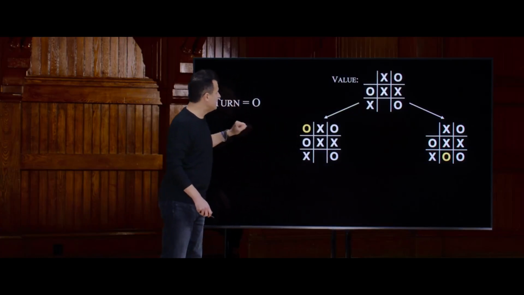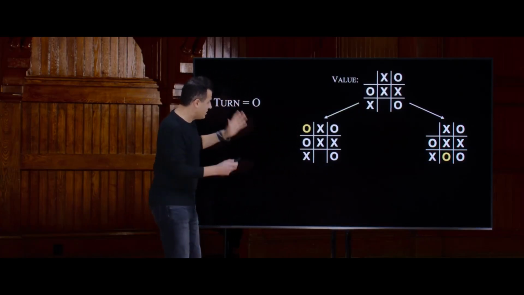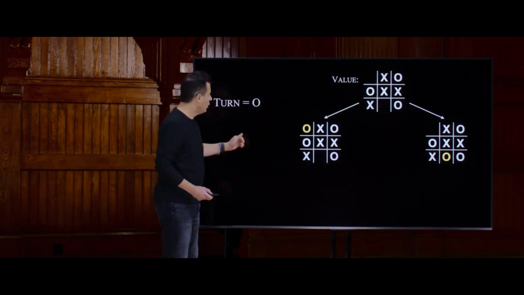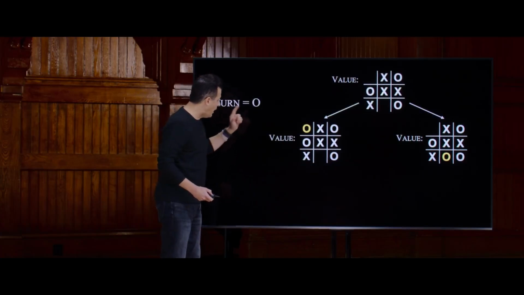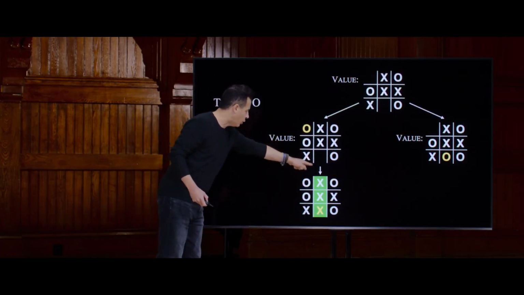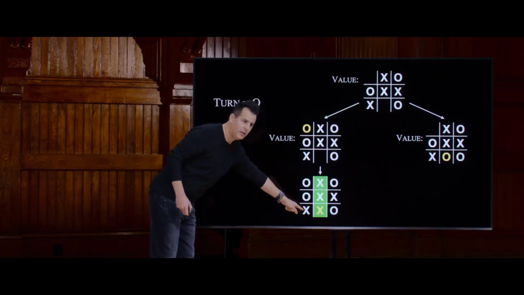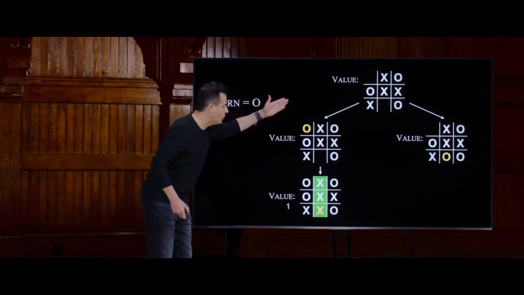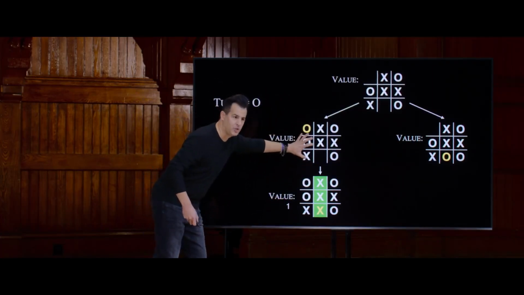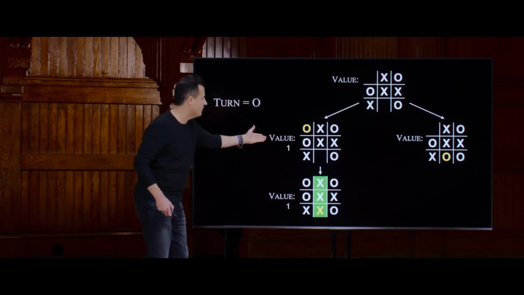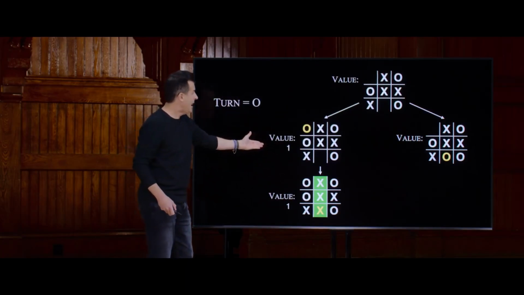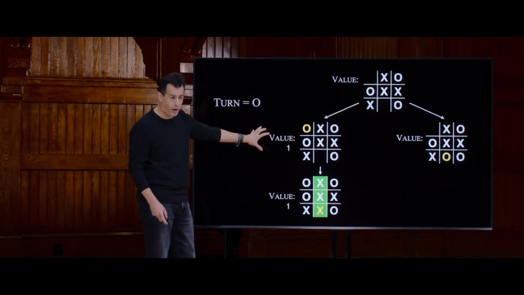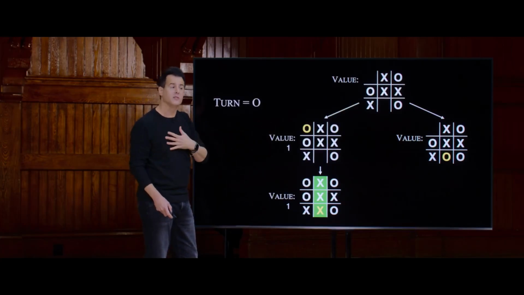Well, if O goes in top left, we should consider what's the value of this board. Is it minimal? Well, let's see. If O goes here, X is obviously going to go here. X is therefore going to win. So the value of this board is going to be a 1. Now, since there's only one way logically to get from this configuration to this one, we might as well call the value of this board by transitivity 1. And so O probably doesn't want to go there because that's a pretty maximal score and O wants to minimize.